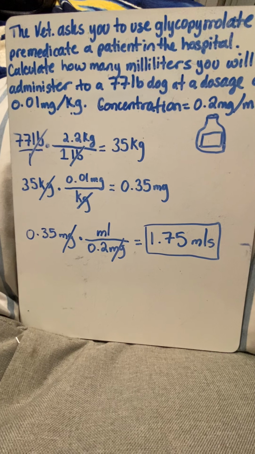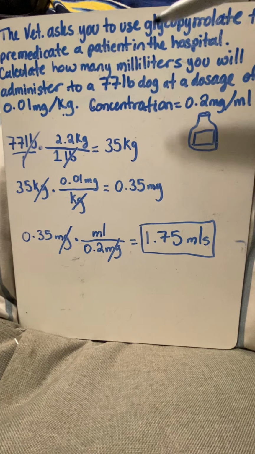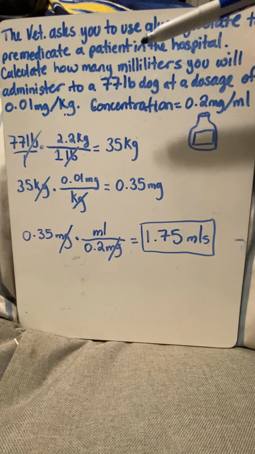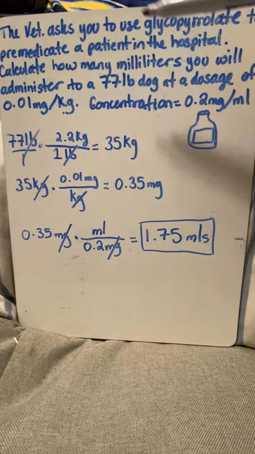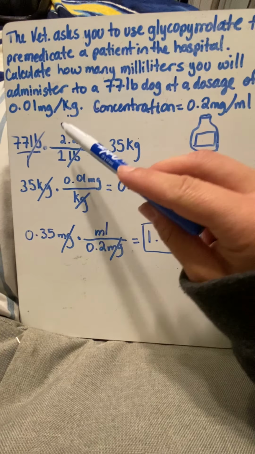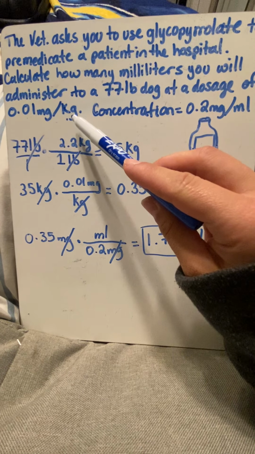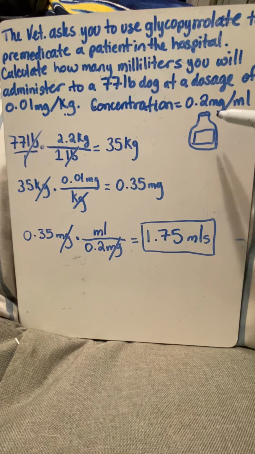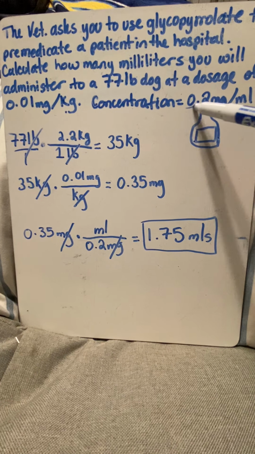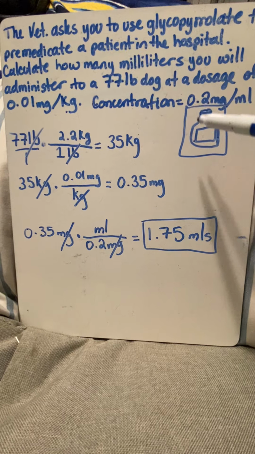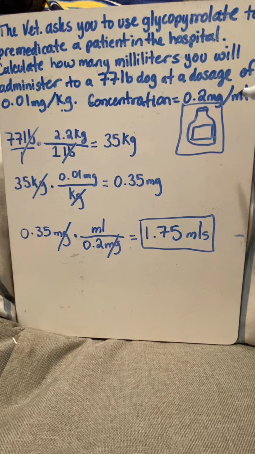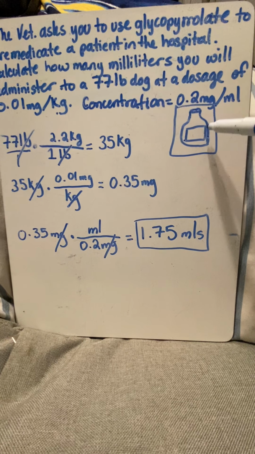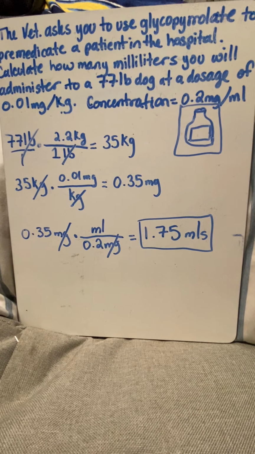So just to put this all together, what you have is your dog in pounds, and what the doctor gives you as far as the dosage. The concentration is always what it is, unless the doctor tells you otherwise. But the concentration rate will be on the bottle. I hope that helps.